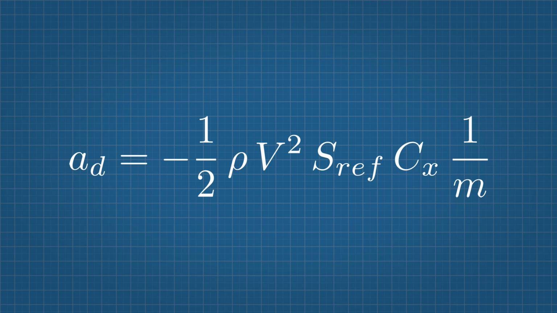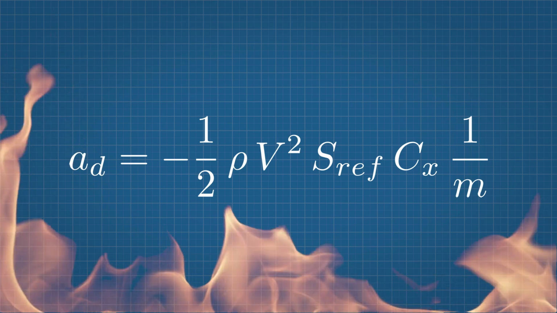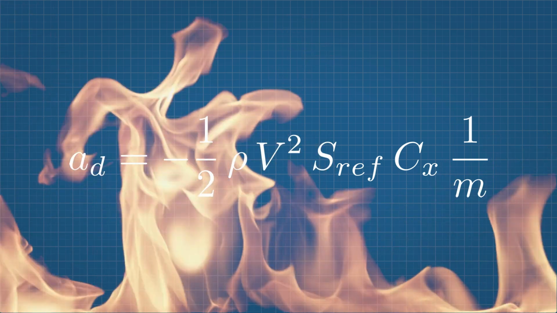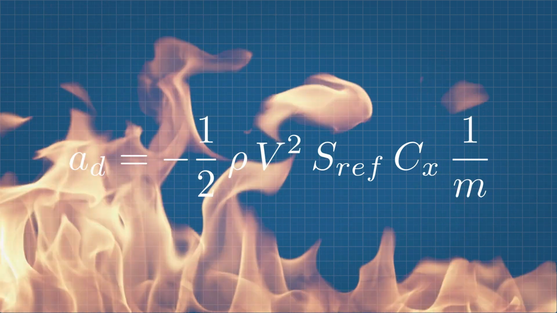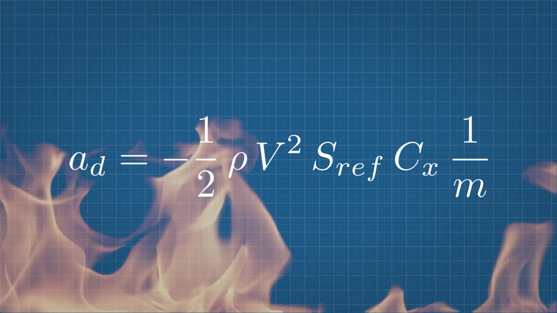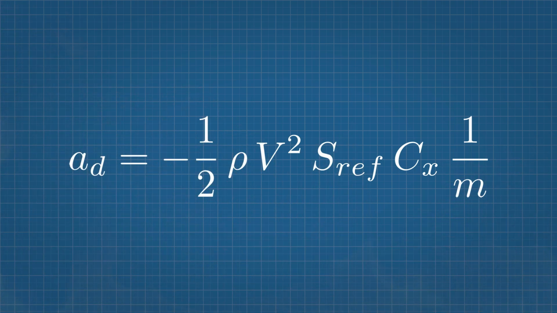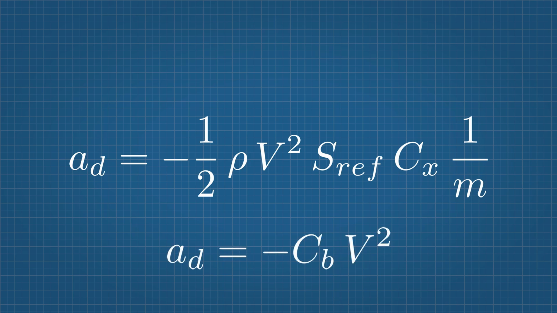Now, it's not very practical to work with all these terms, because in this case, they're all constant. We therefore find them, bring them all, and in the darkness, bind them. Sorry, what was I saying? Yes, we're going to fuse all these terms into one, Cb, the ballistic coefficient.